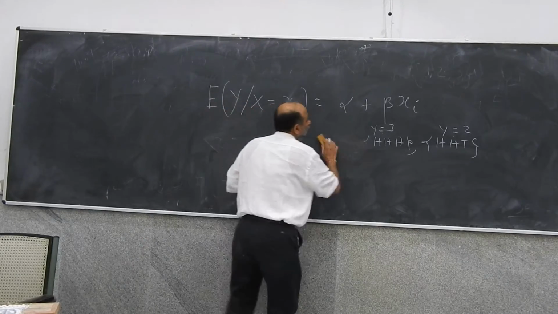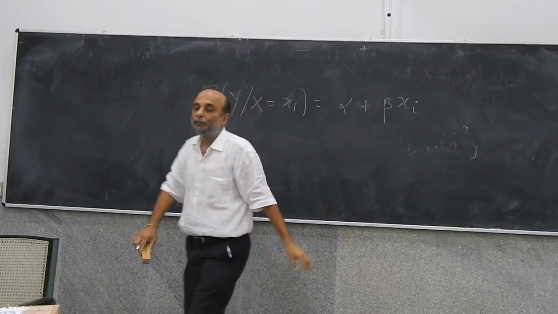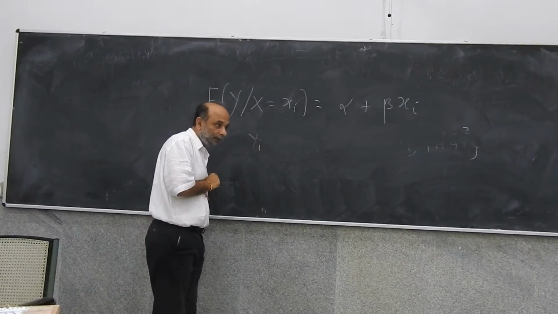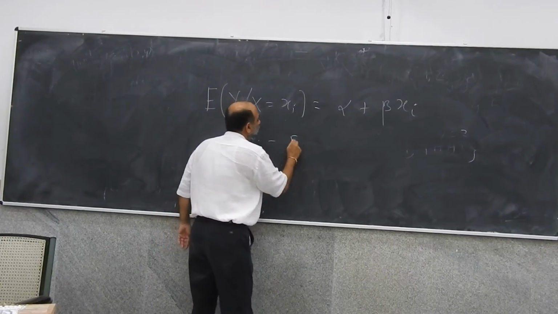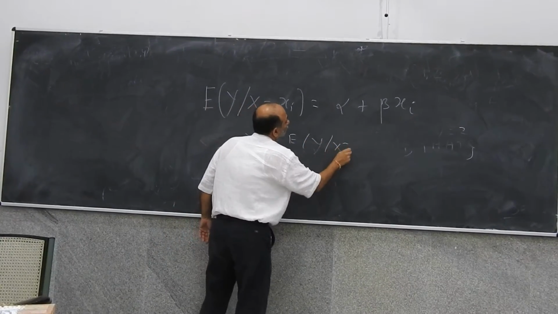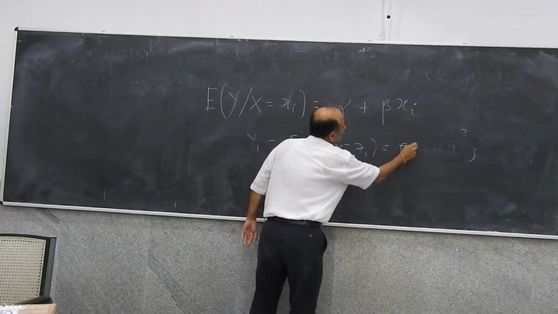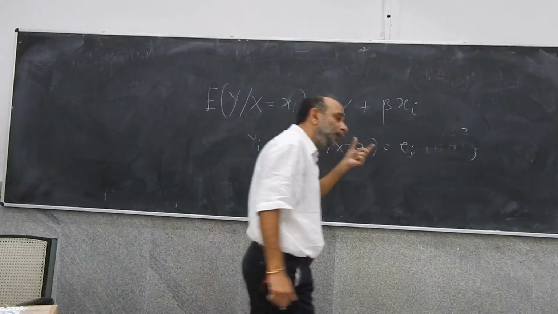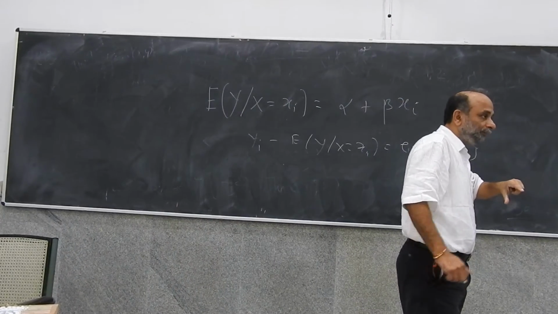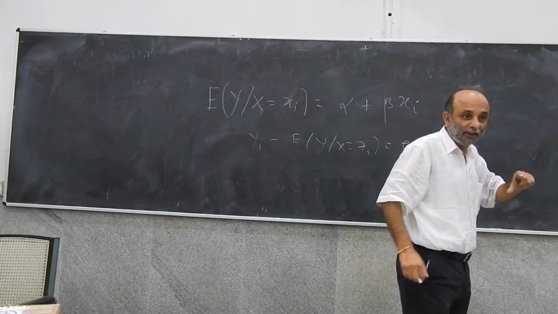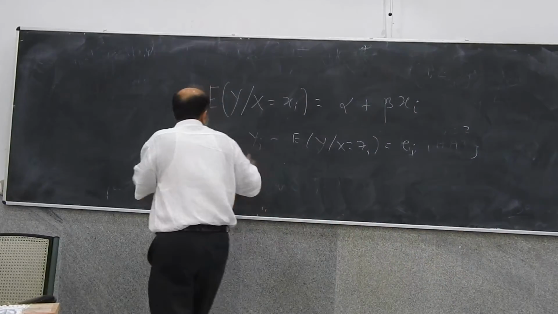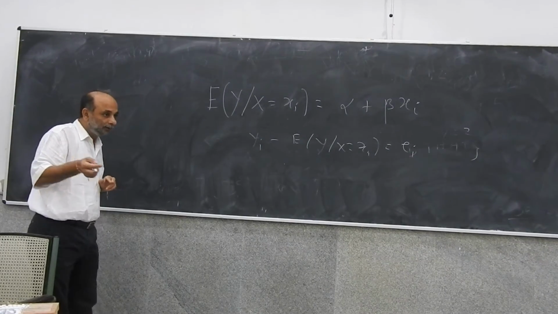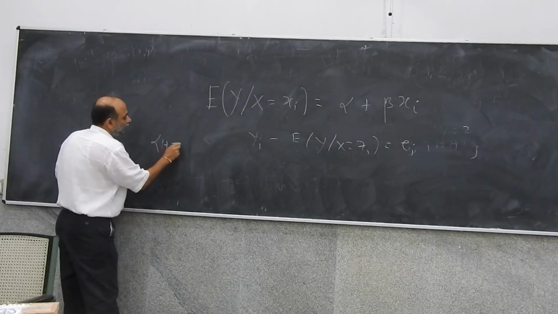Now we come to the important one. Each individual value of yi minus the conditional mean of y given x equal to xi is a random variable ei, which in this case can take the value plus 0.5 or minus 0.5. Similarly, think of x equal to 1. Then what are the possible outcomes that we are looking at?